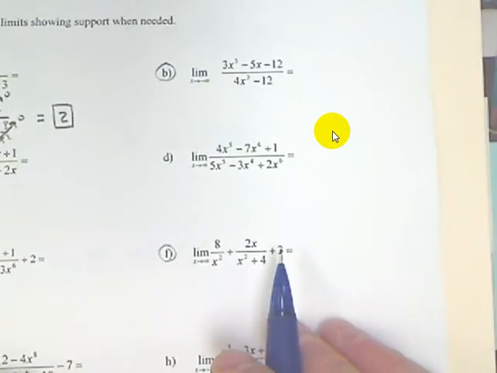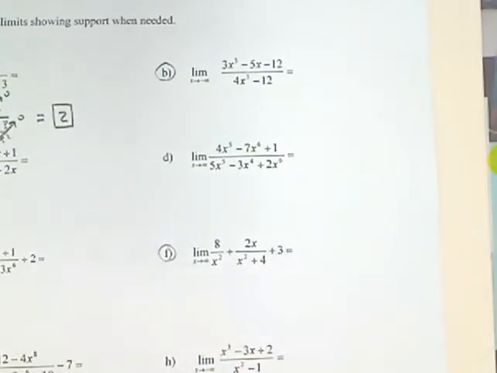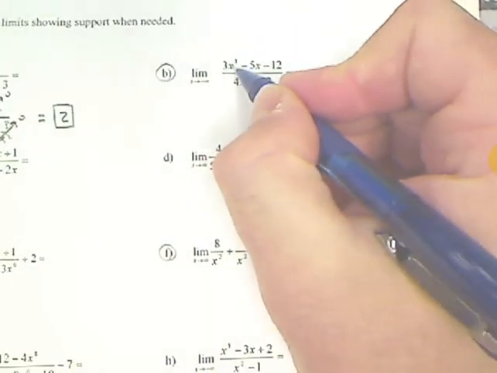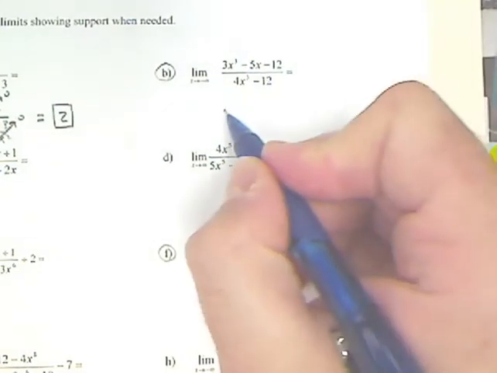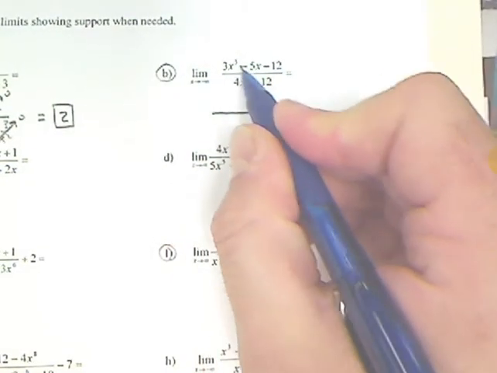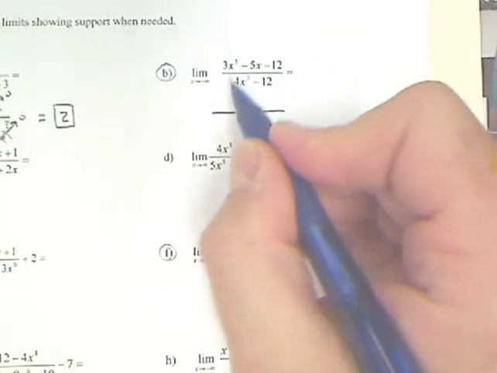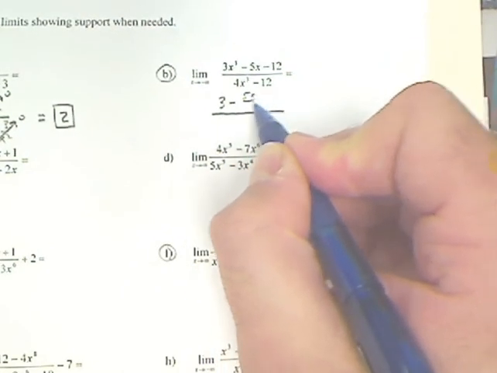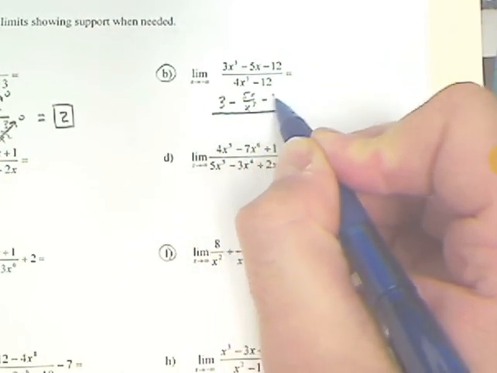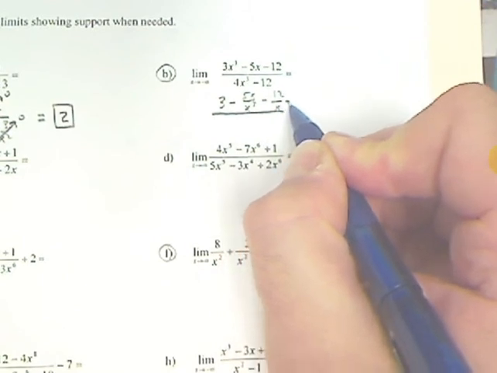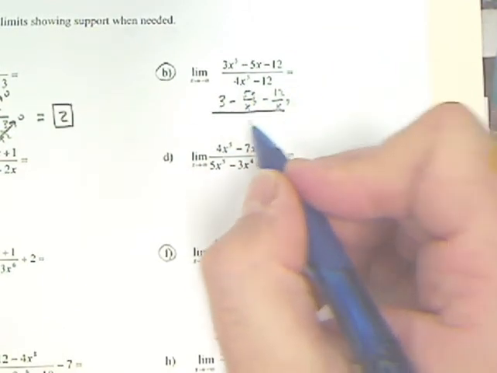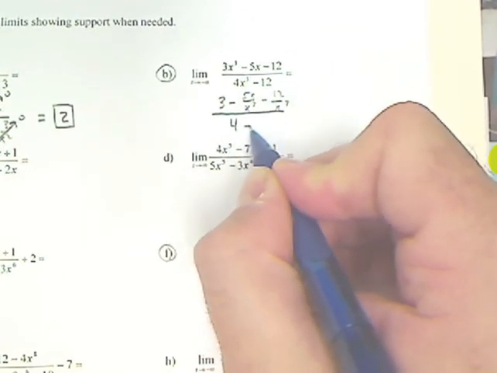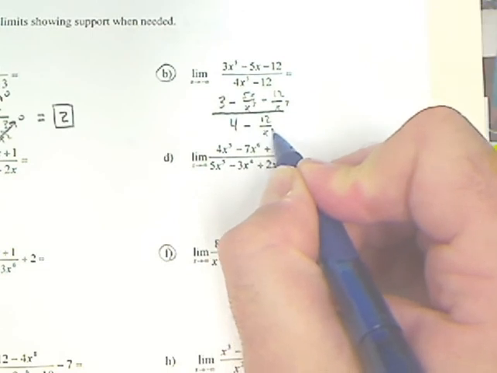B has matching dominant terms. The x cubed is your dominant term, so if you were to divide everything by x cubed right now, you would end up with 3 minus 5x over x cubed minus 12 over x cubed, then 4 minus 12 over x cubed.